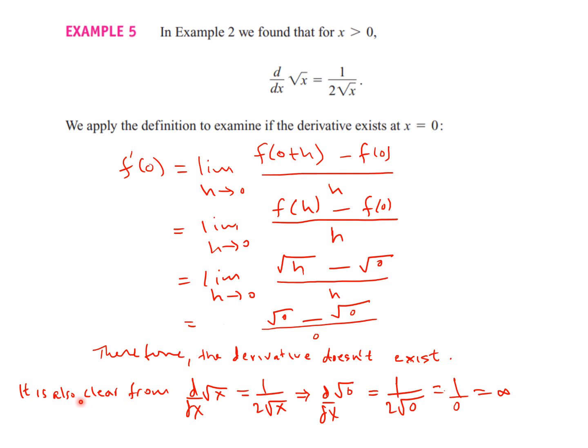It's also clear from the formula d by dx of square root of x equals 1 over 2 square root of x. If we plug in x equals 0, d by dx of square root of 0 will be equal to 1 over 2 multiplied by the square root of 0, which gives us 1 over 0, which is equal to infinity, which also leads to the same fact.